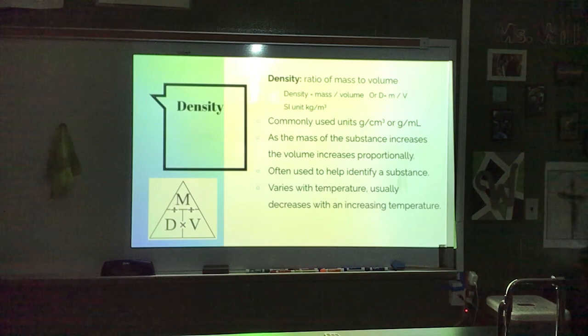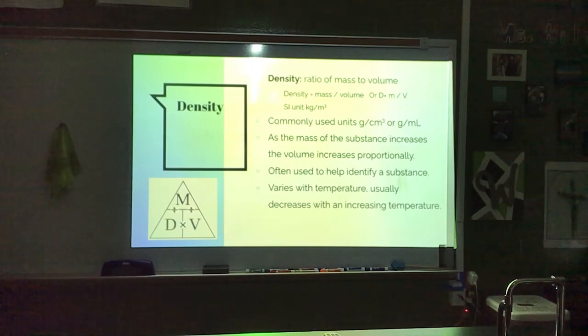Density. Density is a ratio of mass to volume. So density equals mass divided by volume, or M divided by V. The SI unit is kilograms per meters cubed. It's commonly used as grams per centimeters cubed or grams per milliliter. Again, it just depends on what we're measuring in and what we're dealing with. If we're measuring something as a length, we'll use centimeters. If we're dealing more with a liquid, it's going to be in milliliters.